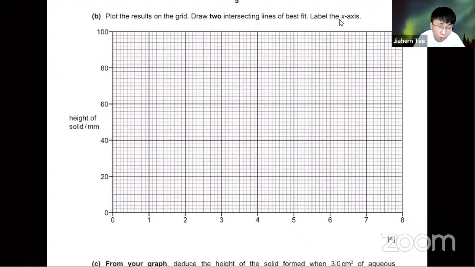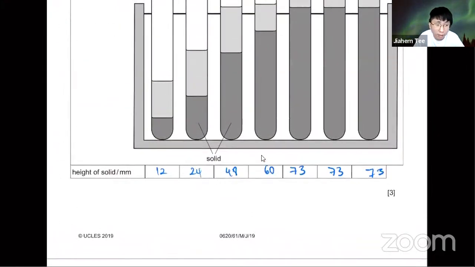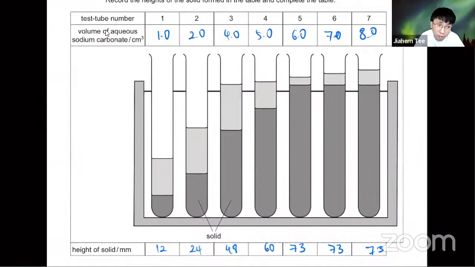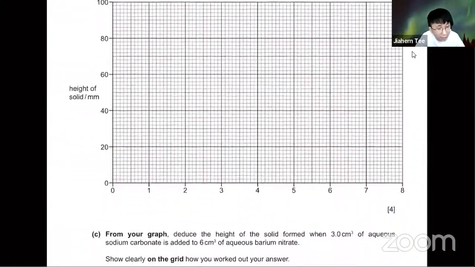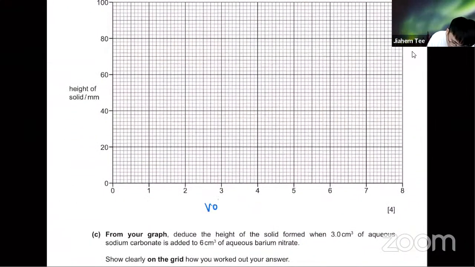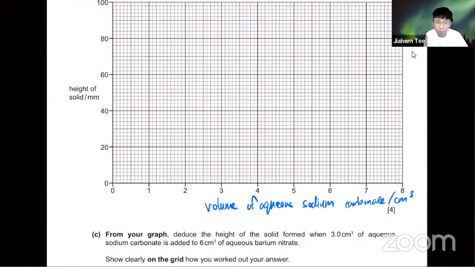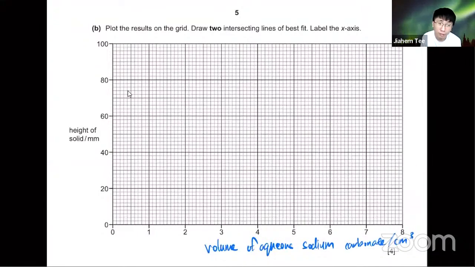And then label the x-axis. So there we have the y-axis, the height of solid, which is your result. And what is your variable here? Definitely it's the volume of aqueous sodium carbonate in cm cube, 1, 2, 4, 5, 6, 7, 8. So the x-axis should be volume of aqueous sodium carbonate in cm cube. Okay, and actually they give you all the numbers here, which is very kind of them, very good.